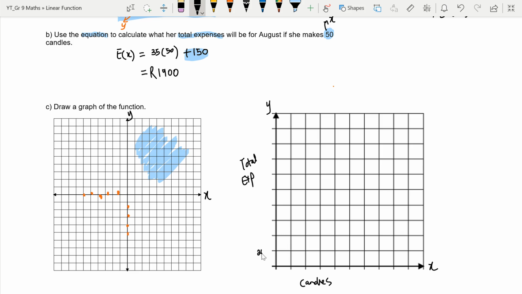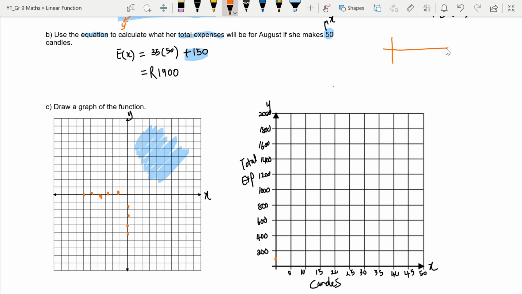We just quickly need to figure out what the scale is going to be. So let's make this, I hope this is going to work, 2, 4. So over here, let's put 5, 10, 15, 20, 25, 30, 35, 40, 45 and 50 candles made. Okay, perfect. Let's go use a table. We're going to use a certain amount of candles that she made, and then we are going to see how much money she has to spend to make that happen.